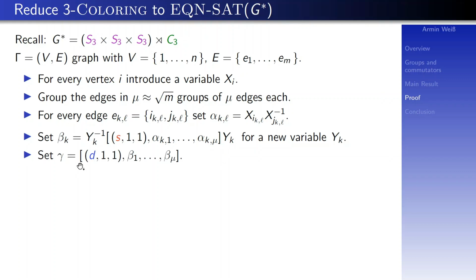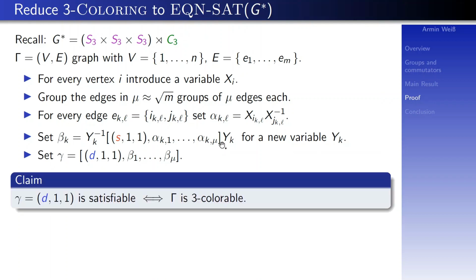And now finally, we set gamma, again an iterated commutator. Here we take the rotation again, and identity in the third and second components, and then the iterated commutator with all these gadgets we previously defined. Now the claim is that gamma equal to D11 is satisfiable if and only if capital Gamma is 3-colorable. The proof of this is more or less the same as before. It's a little more technical, but I think you can believe me.